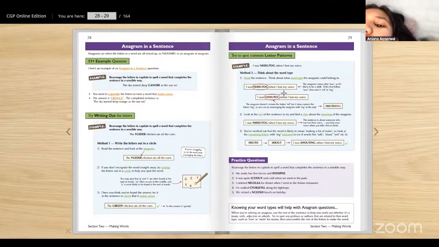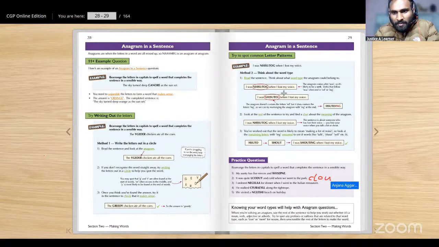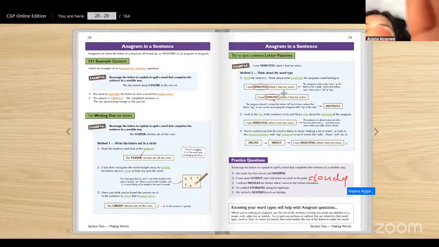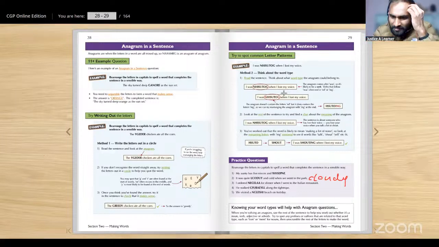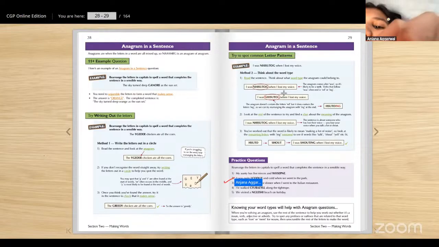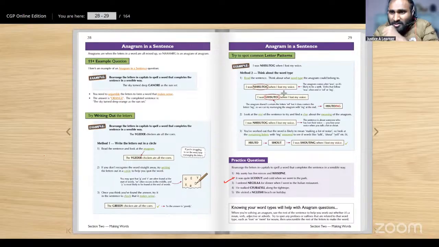For the second one, it's cloudy. That's correct. The third one: I ordered a Nestle for dinner when I went to the house. Nestle is like a type of coffee, right? Is Nestle a type of coffee in the third one? Can you just give me the spelling so I can get that? I don't know.